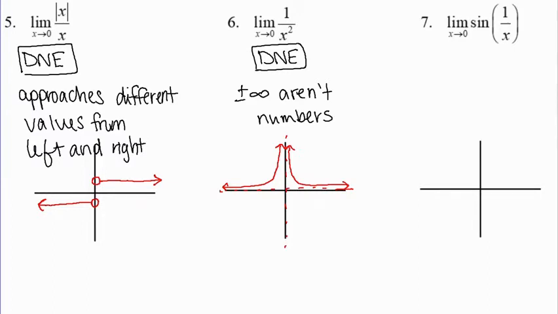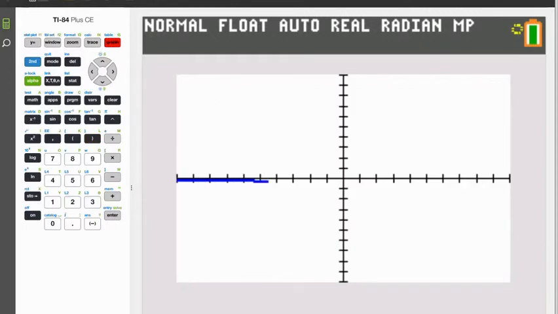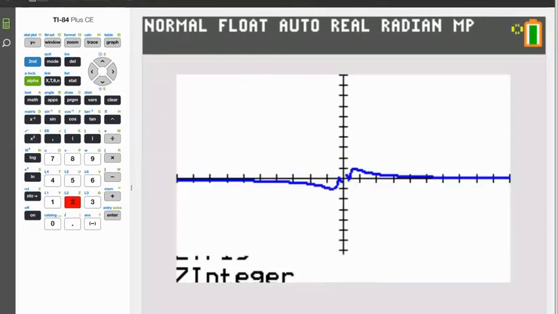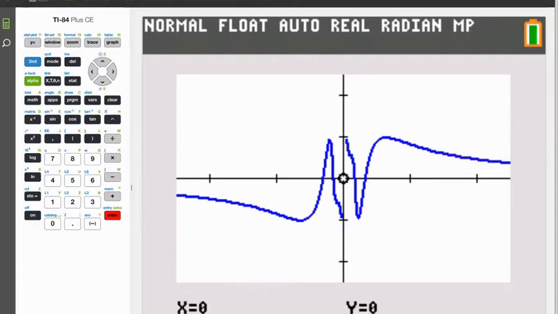Lastly, we have the limit as x approaches 0 of sine of 1 over x. So let's look at that in the calculator. So if we graph this one, I'm curious as to what is happening as we are approaching 0. So I'm going to go ahead and zoom in. I'm going to click zoom, number 2, and enter. That's still not very clear, so I'm going to zoom in again.